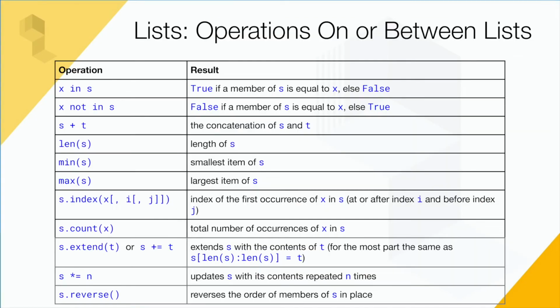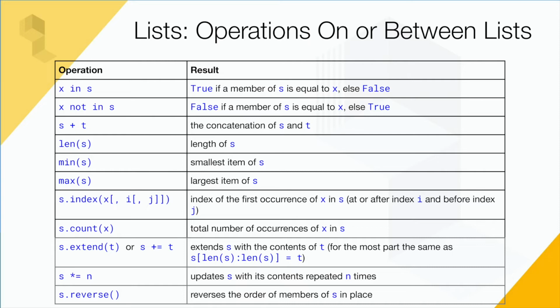Operations on or between lists. The table below shows how we can perform operations on or between lists. In the first one, we can check if a member is present in the list. The second one, we can check if a member is not present in the list. We can join or concatenate 2 lists using the plus operator. We can get the length, as we've seen before, using len. We can find the smallest item using min, the largest using max.